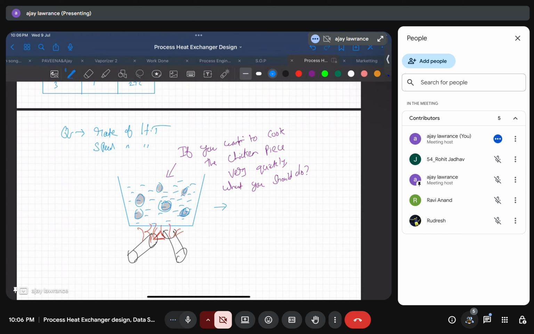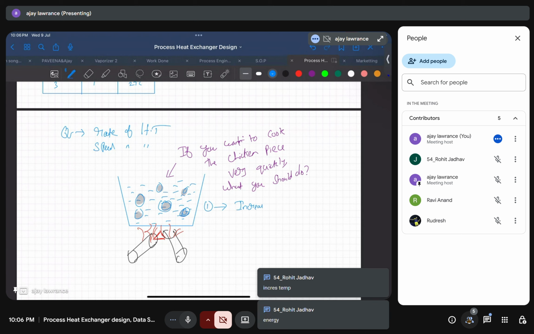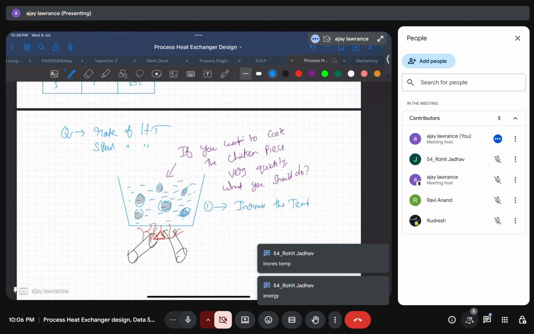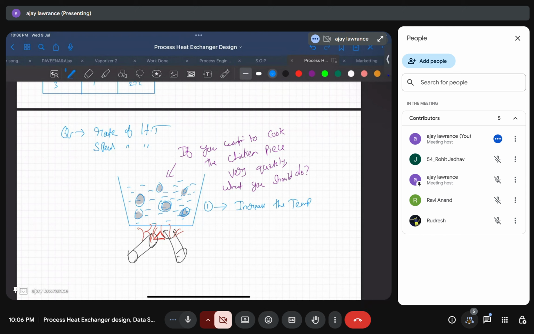Increase the temperature. Sorry, Rudresh. Increase the temperature. How will you increase the temperature? See, the first point is you have said increase the temperature. Yes, Rohit said increase the energy. Fine. Here, energy is nothing but temperature. Increasing the temperature is very good, but how will you do that? Increase the flame. Increase the temperature means increase the flame, right?